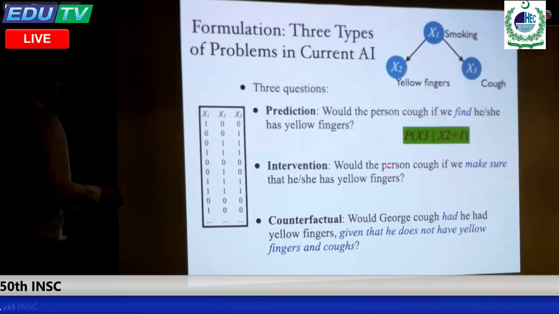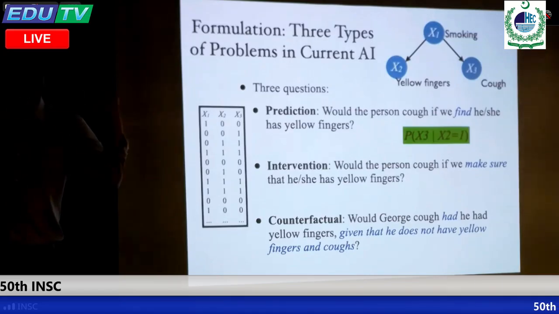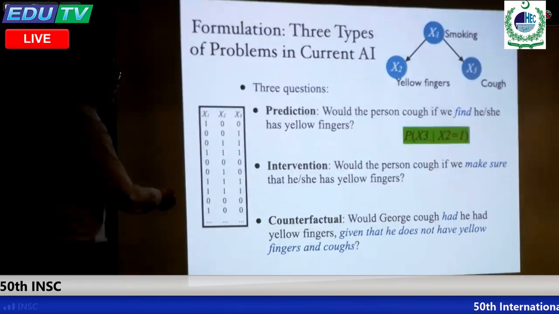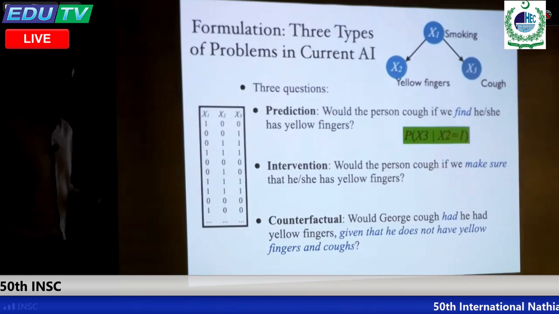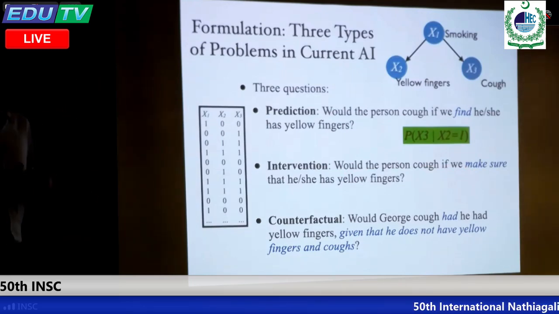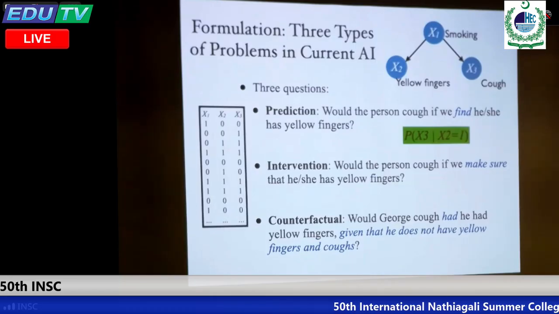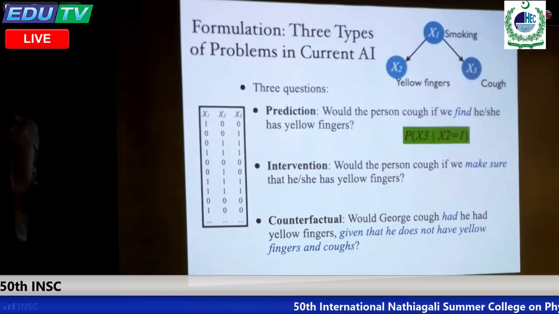In the second one, we would like to see the effect of interventions, right? We try to see, say, whether vaccination is effective. In other words, we try to identify the effect of vaccination, right? Similarly, here the question is: would the person cough if we make sure he or she has yellow fingers? When you say we make sure something happens, you just do it, right? Here, I apply yellow fingers, and right there, I don't apply yellow fingers. You do intervention, and then try to see whether the intervention has a consequence.